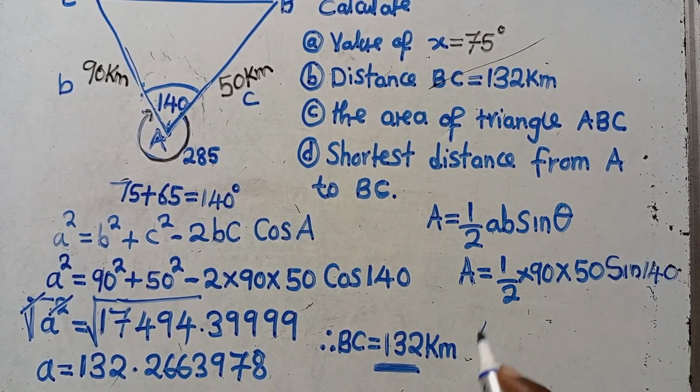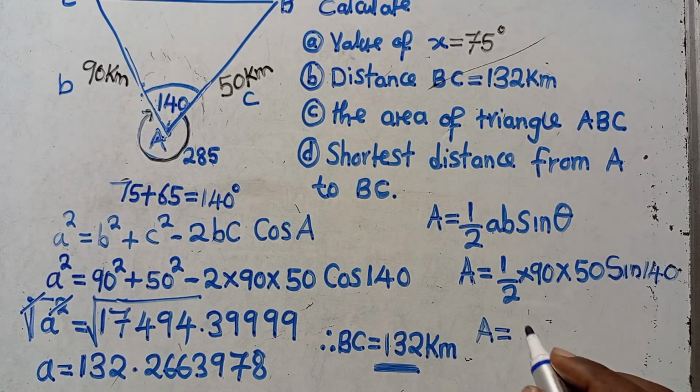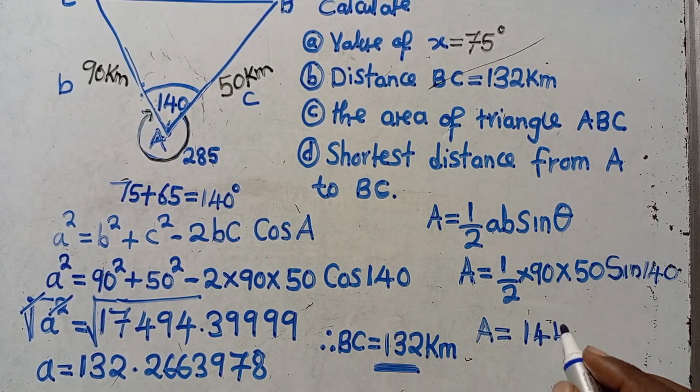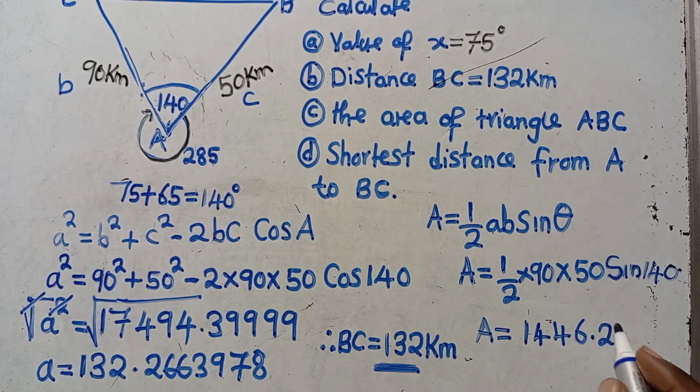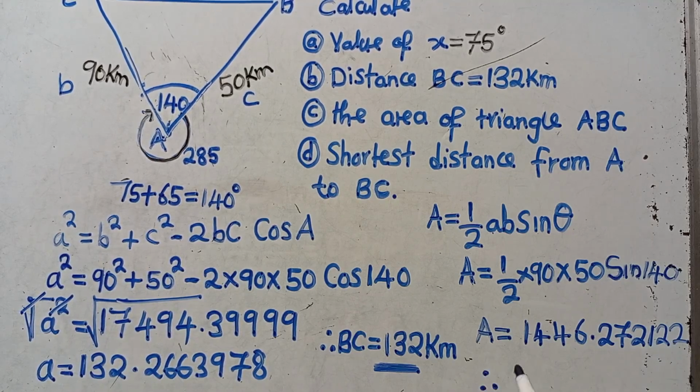So area of that triangle is equal to. What I'm going to do now, I punch on my calculator. I say 1 over 2, that is the same as 0.5 times 90 times 50 sine 140. What answer am I getting? The answer that I'm getting is 1446.272122. With this answer, I'm going to say, therefore, area is now equal to, what is the area? Remember, we are putting these answers to three significant figures.